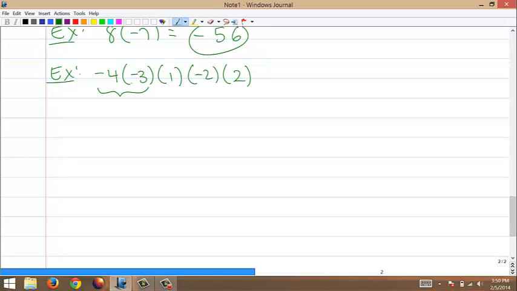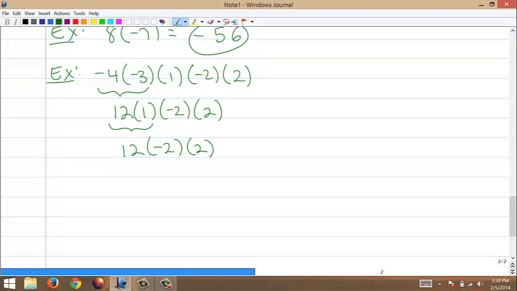So in the first case, negative 4 times negative 3, so 2 negatives makes a positive, so that's going to give us a positive 12. And then rewrite everything. So times 1 times negative 2 times 2. And now repeat with the first 2 numbers on the left again. So 12 times 1, they're both positive, so my answer is going to be positive, just 12.